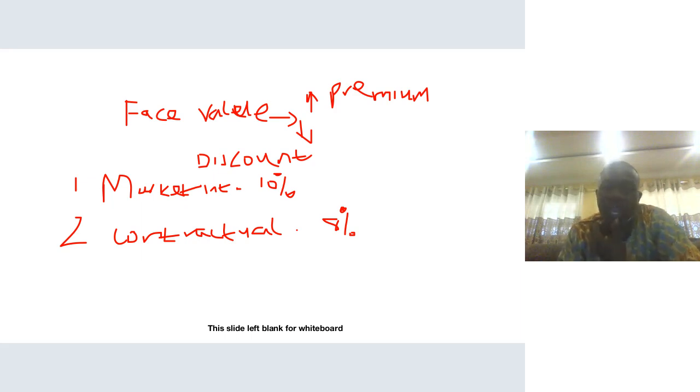Now we can show that relationship, just to give us an illustration. Assume that we are having a market interest rate there, MKT.